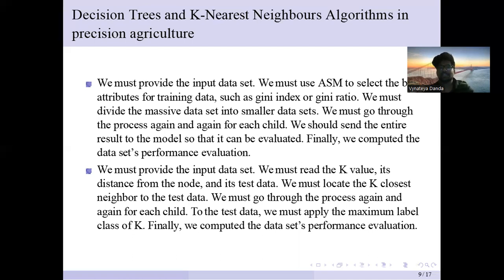Now here we must provide the input data set, and we must read the k value from its closest distance from the node and its test data as well. We must locate the k closest neighbors to the test data, whatever we have tested previously, and also we must go through the process again and again for each child node. And after completing this process to test the particular data, we must apply the maximum label of class K. Finally, we compute the dataset's performance evaluation based on its accuracy, and we'll get to know its precision.